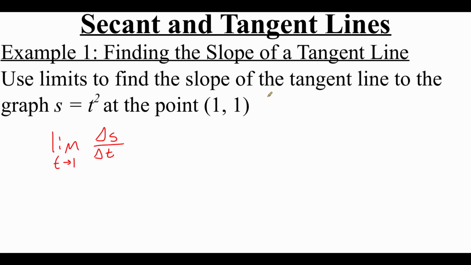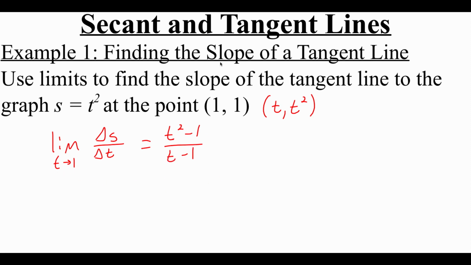So for our general ordered pair, if I were to take any general t value and plug it into this equation, then the output value is just going to be t squared. So what we're going to end up getting, if we find slope using these two ordered pairs, is t squared minus 1 over t minus 1. And remember, t is approaching 1.